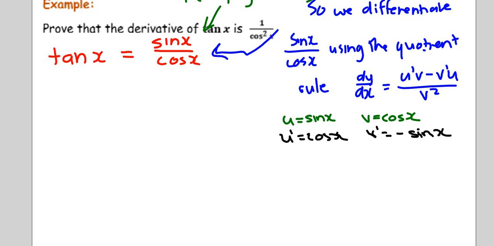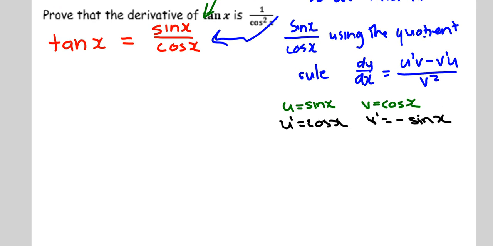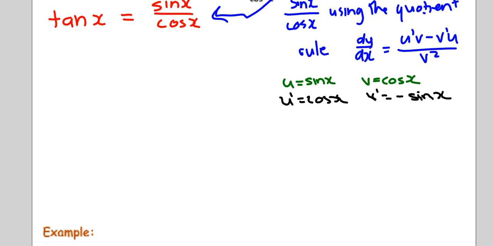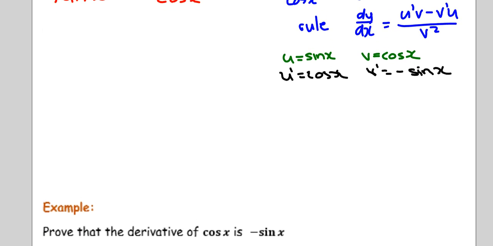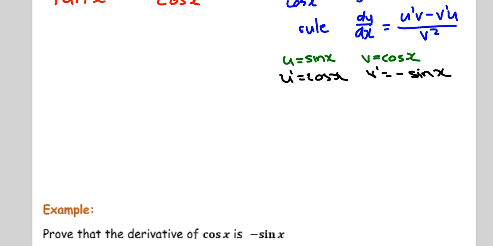So definitely, when you're doing these ones, just have the formula booklet out, and then we sub these things into the quotient rule, and you'll find that it's going to simplify to 1 over cos squared x. Yeah, exactly. So in the quotient rule, dy dx.